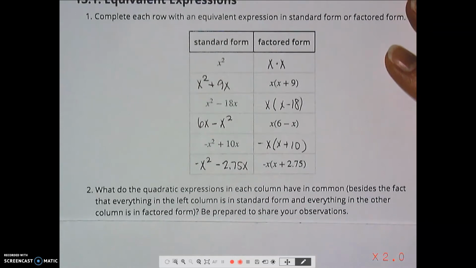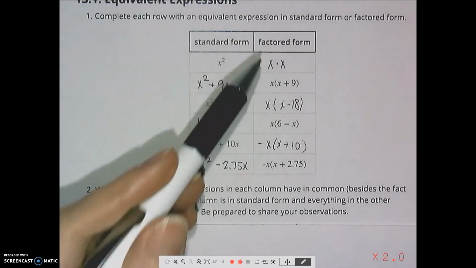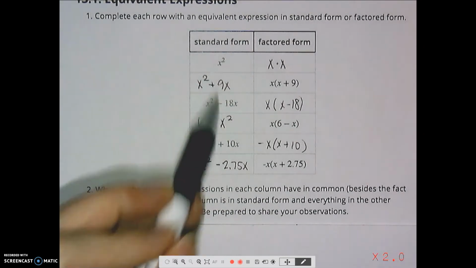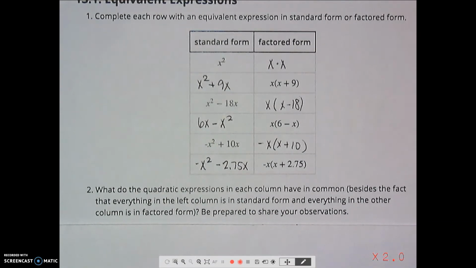And then the question asks us, what do the quadratic expressions in each column have in common? So obviously we know that these are all in the left column, these are all in the right column. That's not what we're talking about. And these are all in standard form and these are in factored form. That's not what we're talking about. But how do they compare?